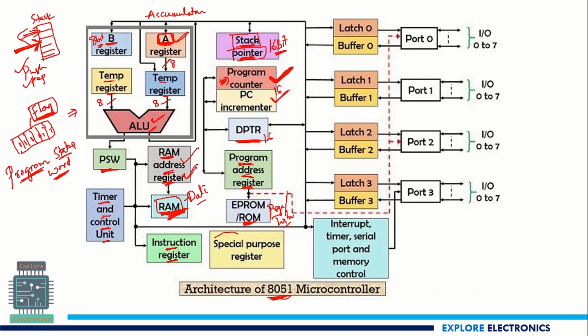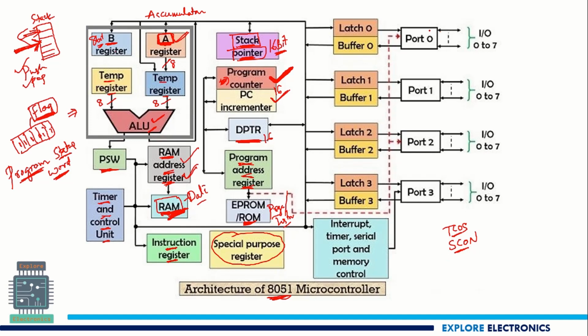And there are some special purpose registers also, as I said, TCON, SCON, PCON. So these are the special purpose registers. They are going to be used in serial communication and interrupt control.